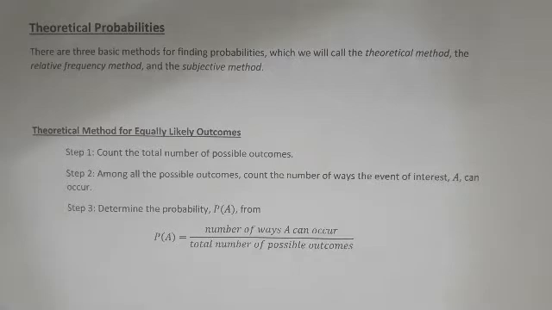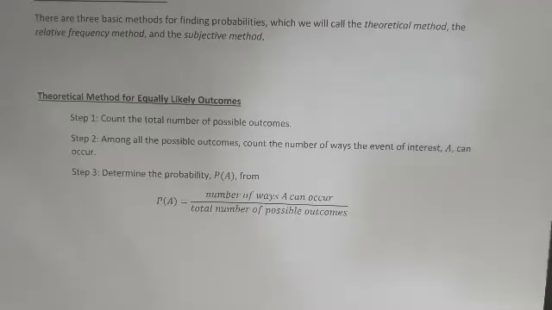Theoretical probabilities. There are basically 3 basic methods to finding probabilities that they want to talk about in this book. The first one is theoretical, the second is relative frequency, and the third is subjective. If I'm being honest, the first two are really the things that are probably relevant in this class. The third one's a little bit silly, but they throw it in there, so we'll talk about it. And I don't really think the theoretical method and the relative frequency method are a lot different. There's just one little assumption we make with the theoretical method, whereas with relative frequency we're observing things.